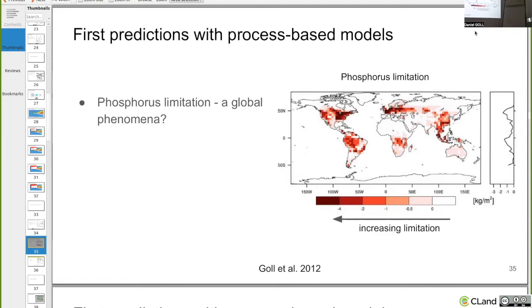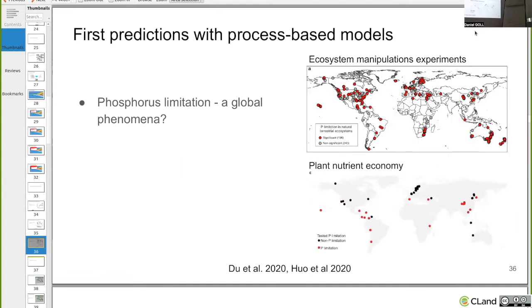So it predicted extratropical phosphorus limitation, which was kind of new at that point of time. And 10 years later, there are two lines of evidence. Ecosystem manipulation experiments, where people add phosphorus fertilizer to an ecosystem and look if plants respond or not, show that it is indeed the case. And a different, independent estimate of phosphorus limitation, both shown here in red, uses plant nutrient economy considerations.